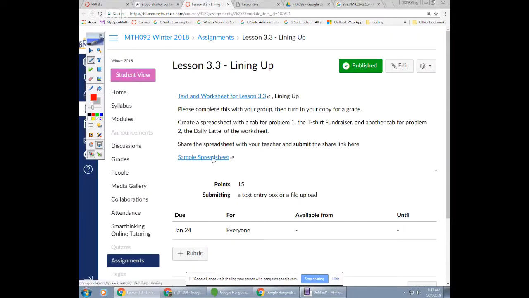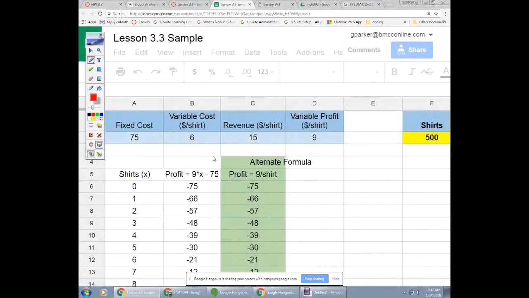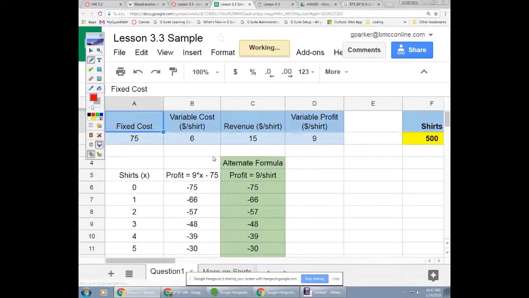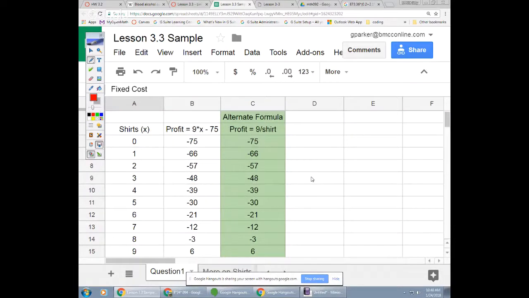So here's my sample spreadsheet. What's that? That's that cheap, I know, yeah, $2.63. Yeah, that problem was written a while ago. Or it's a cheap coffee shop.